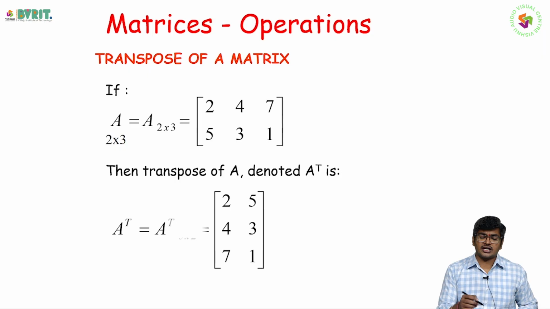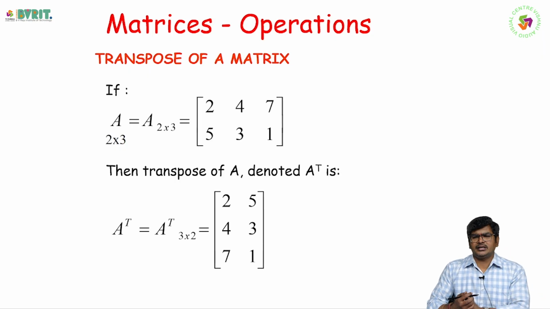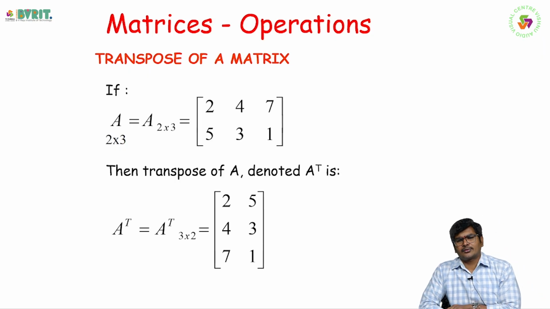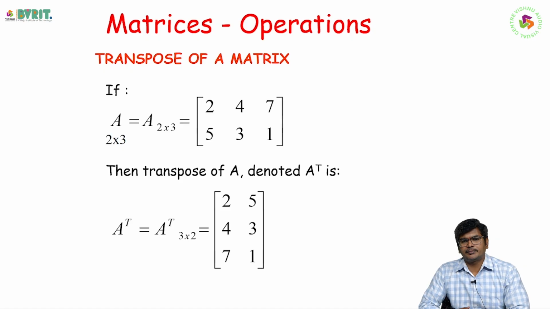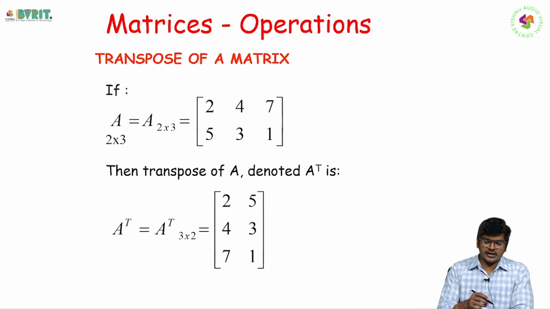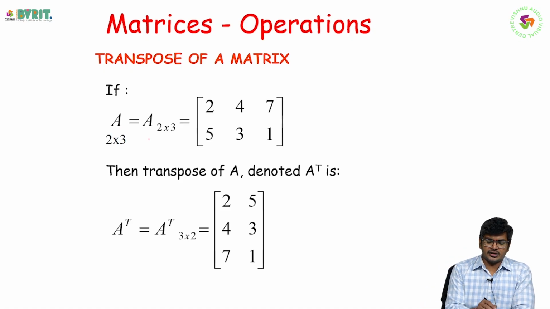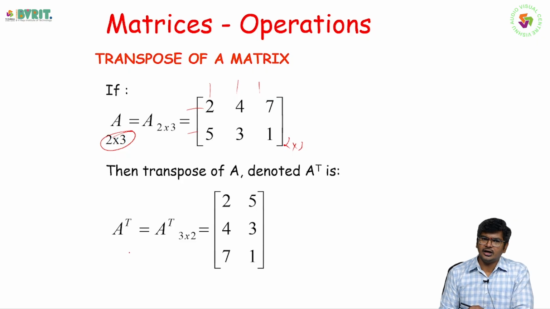Next, we discuss the transpose of a matrix. Transpose means interchanging the rows and columns of the given matrix. That matrix is called the transpose matrix. For example, what is the order of the matrix? 2 by 3. That is, how many rows? 2 rows. How many columns? 3 columns. Then the transpose interchanges rows and columns, that is 2 5, next 4 3, next 1 3. Therefore, what is the order?